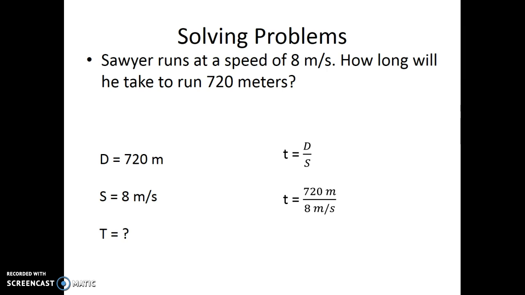Again, this is another really easy problem to do. We've got 72 tens divided by 8 ones. If I divide 72 by 8, I'm going to get 9. In this case, it's 9 tens, so 90. So my answer is 90 seconds.